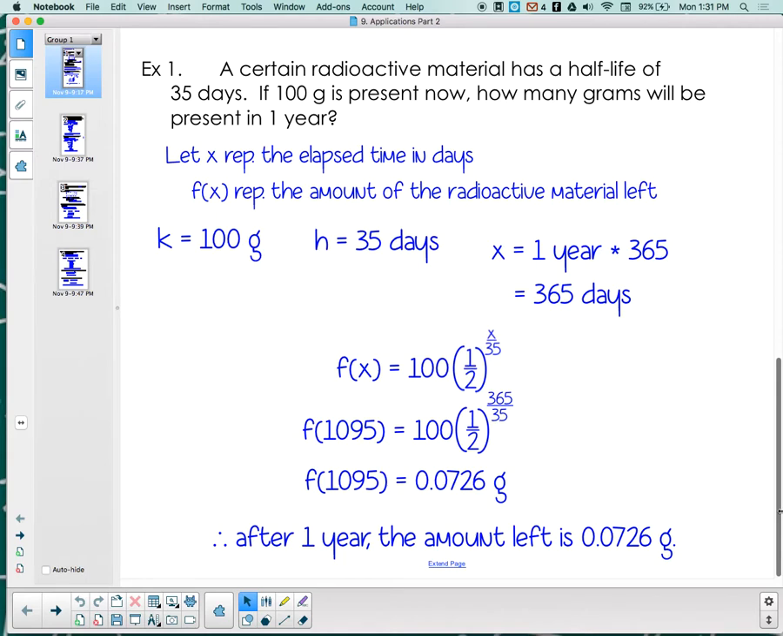Let's do an example. We've got a certain radioactive material that has a half-life of 35 days. Just so you know, all of these half-lives in these questions are made up. Most things' half-lives are millions of years. There are very few things with half-lives of days, except certain man-made isotopes, which can have short ones. Ours says 350 years, and how many will be present in it?